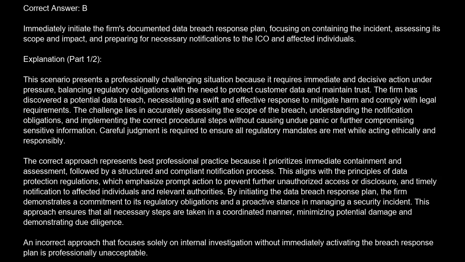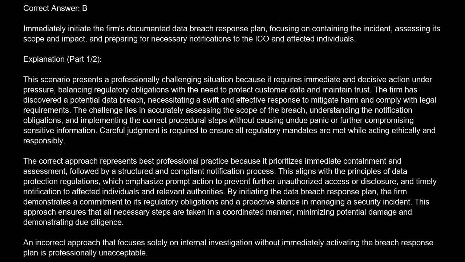The correct answer is B. Immediately initiate the firm's documented data breach response plan, focusing on containing the incident, assessing its scope and impact, and preparing for necessary notifications to the ICO and affected individuals.